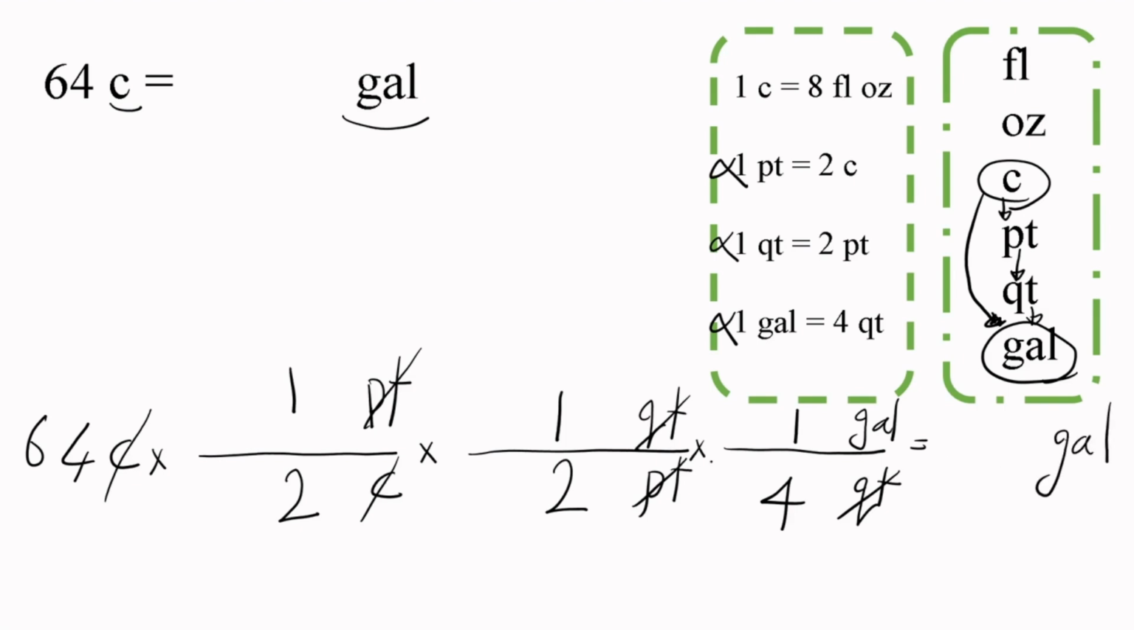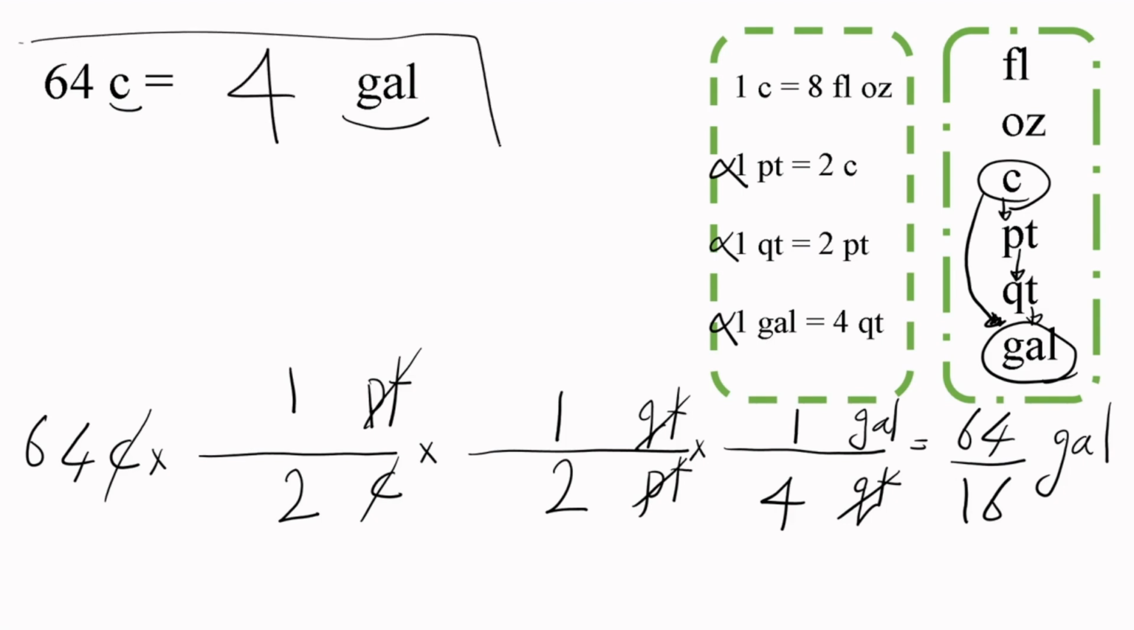And let's find the answer. We have 64 in the numerator, and in the denominator we have 2 times 2 will be 4, 4 times 4 will be 16. So 64 over 16 will be 4, and I'm going to write it here. This is the only correct answer of this example.